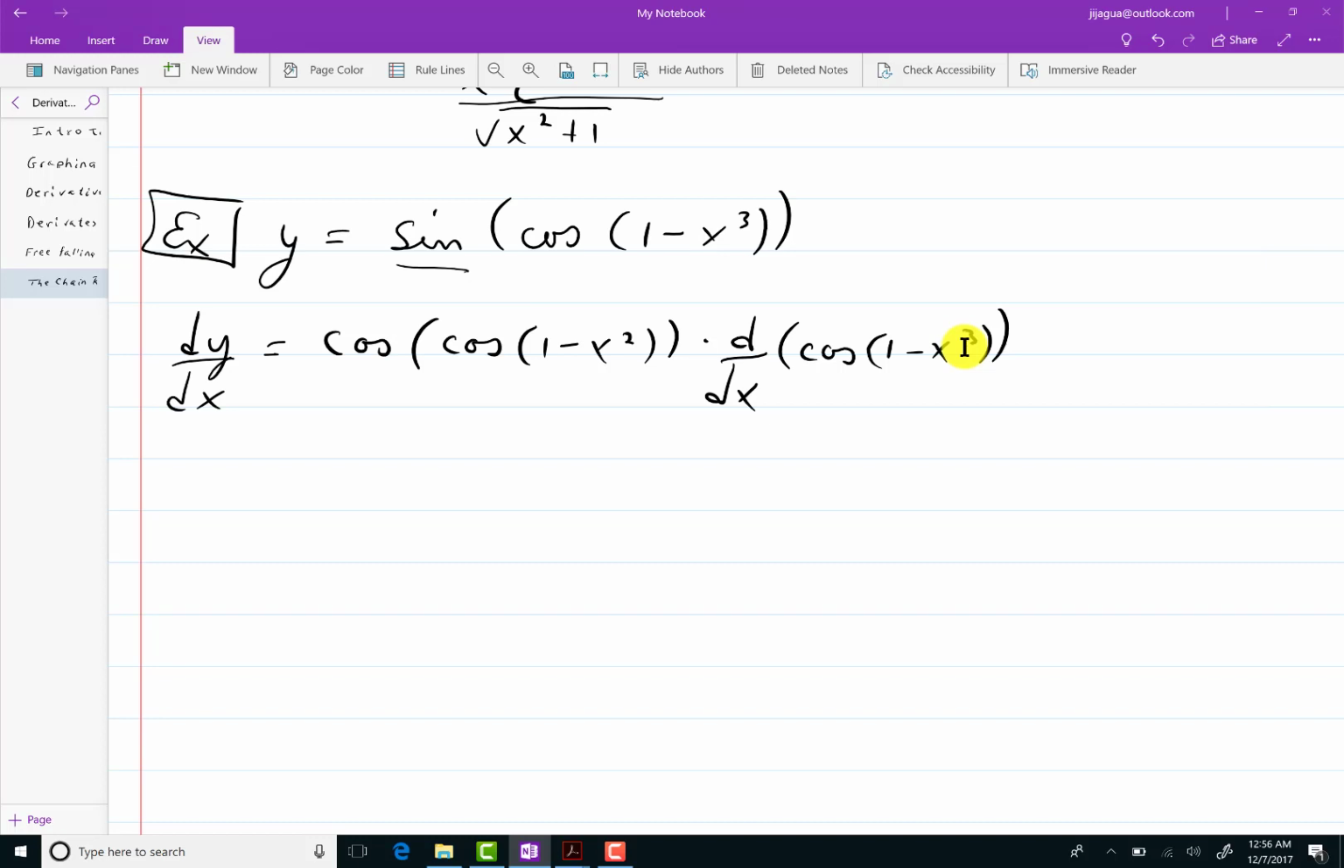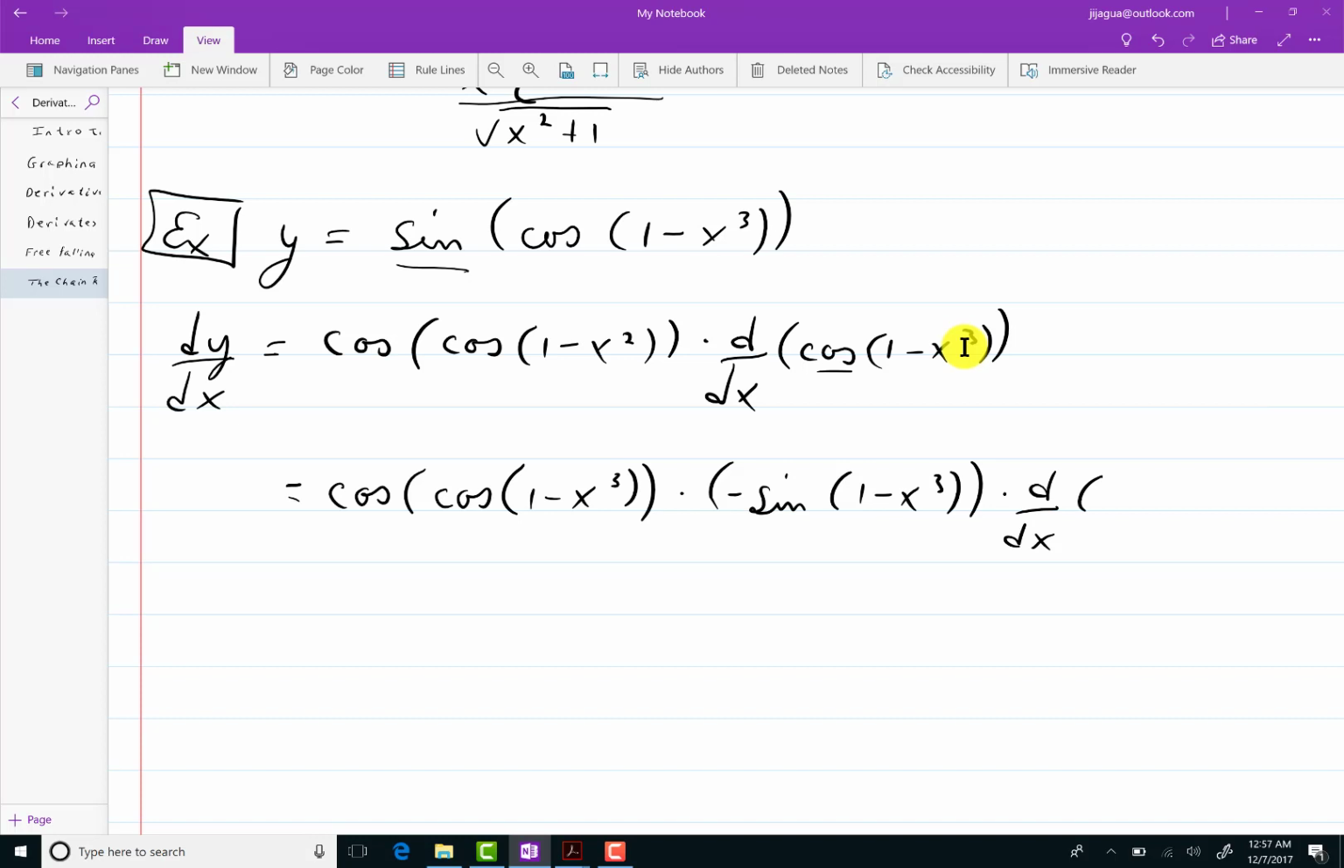See, basically I'm peeling away one function at a time until I get to the end of this thing. Perhaps the most painful portion of this is writing all this stuff so many times. My next function in line is cosine. The derivative of cosine is negative sine. And I'll leave the 1 minus x cubed be. But I will take the derivative of 1 minus x cubed.